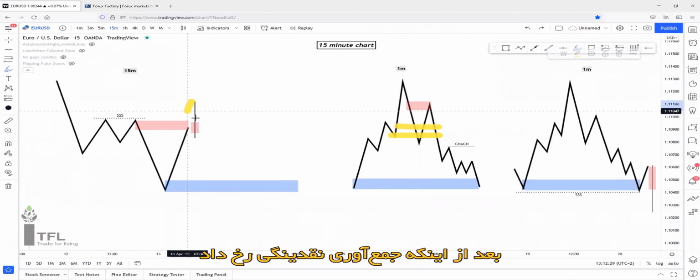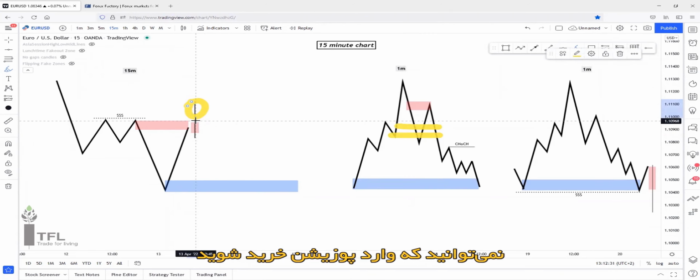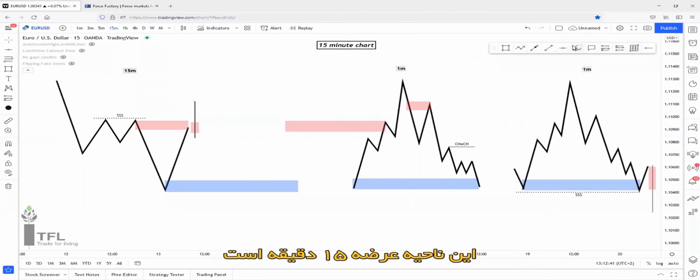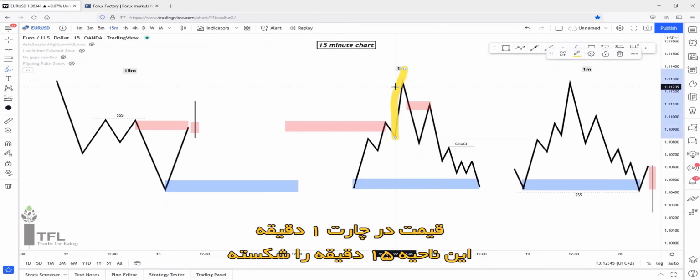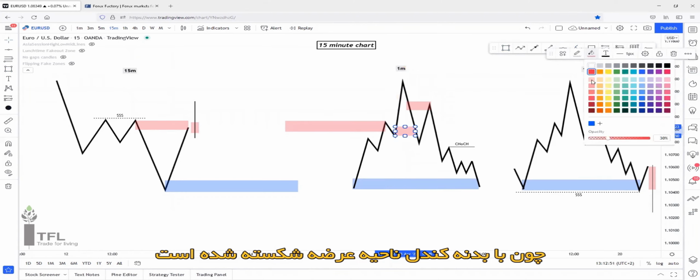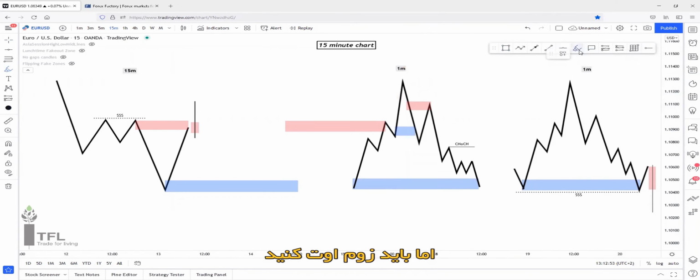So after this liquidity sweeping movement happens, you won't be able to enter a long position, because I saw that lots of you guys are trying to take long opportunities like this. So this is the 15-minute supply zone. Price breaks above this supply zone on the 1 minute chart and creates a demand zone right here because it body broke above that supply zone. But you have to zoom out.